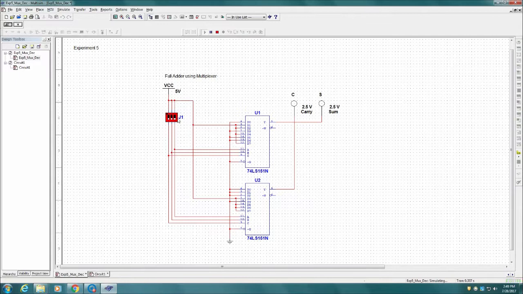The sum and carry outputs will be 0 when all the inputs are 0. The sum output will be 1 and carry output will be 0 when one of the inputs is 1. When two of the inputs are 1, the sum output will be 0 and carry will be 1. When all three inputs are 1, the sum and carry will be 1. You can give all the possible conditions and verify the truth table.